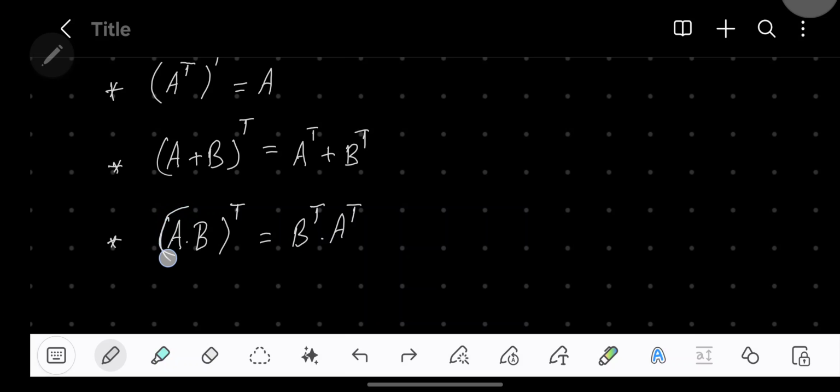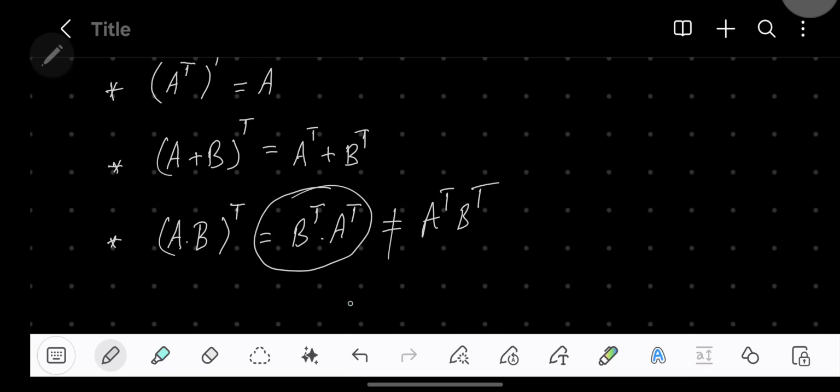If A and B are multiplied in this order, with A first and B second, and then you take the transpose, it is equivalent to the multiplication of B transpose and then A transpose. You can't write it as A transpose times B transpose. This is wrong. The correct way of writing it is B transpose A transpose.